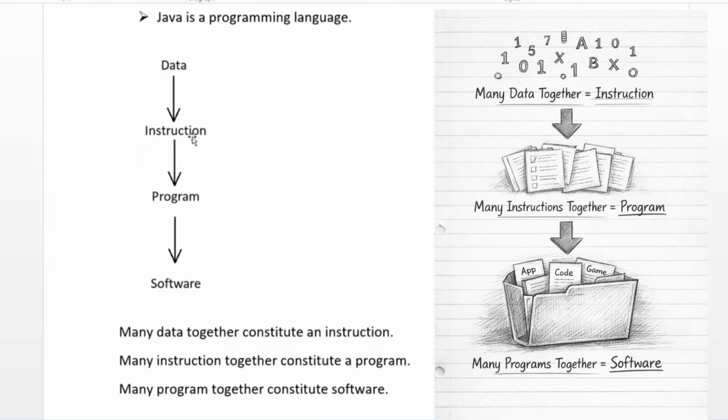Then next, what is an instruction? Many data together constitute an instruction. Then many instructions together constitute a program. Many programs together constitute software. So, many data together constitute an instruction. Many instructions together constitute a program. Many programs together constitute software.